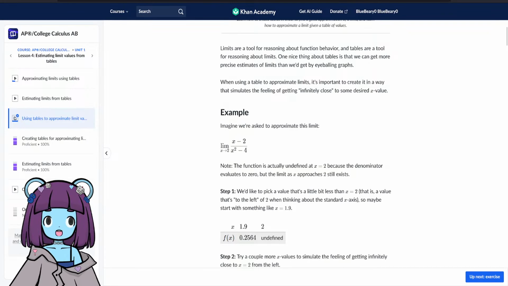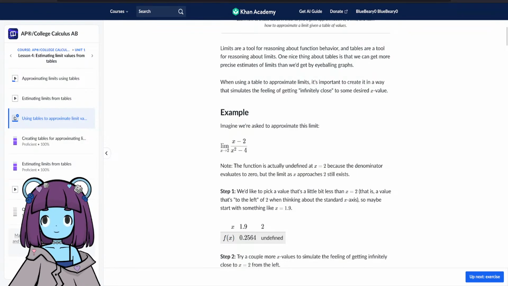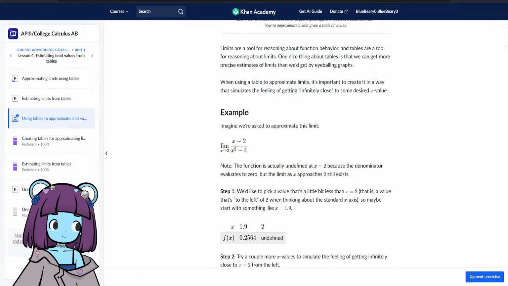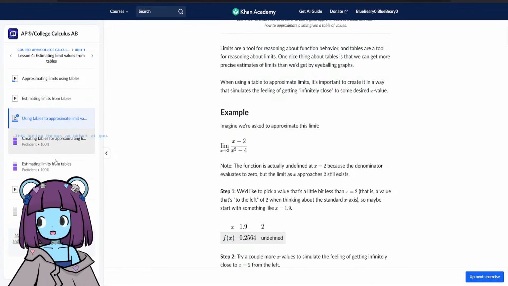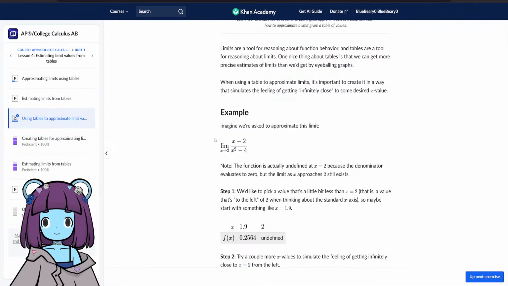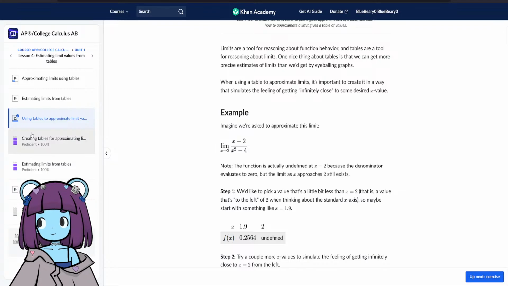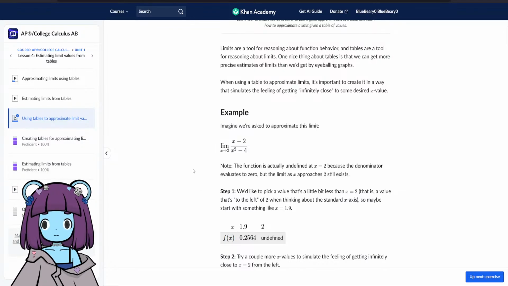Hello, hello. Are we ready to learn about limits again? Because last time I need to redo these. I need to redeem myself. I did not do very well on the little question and answer.